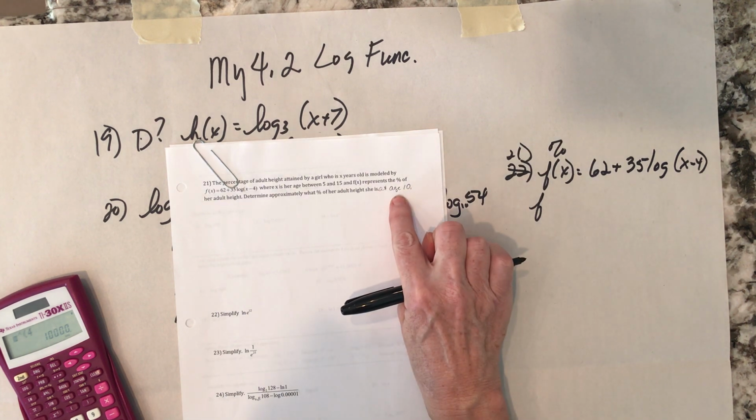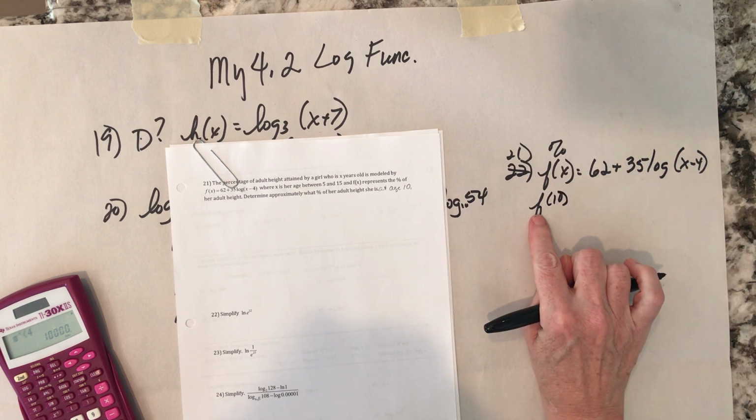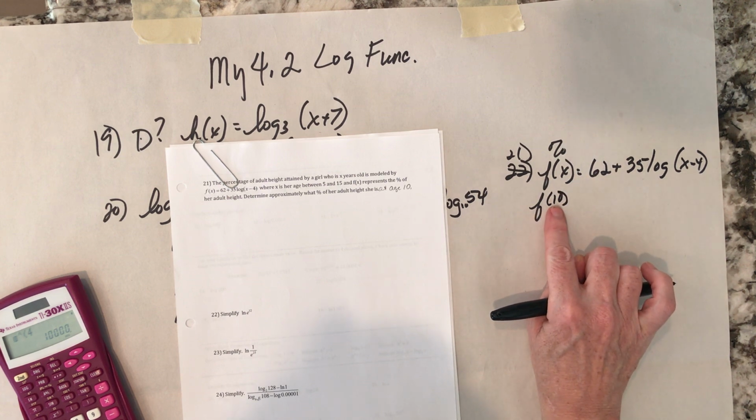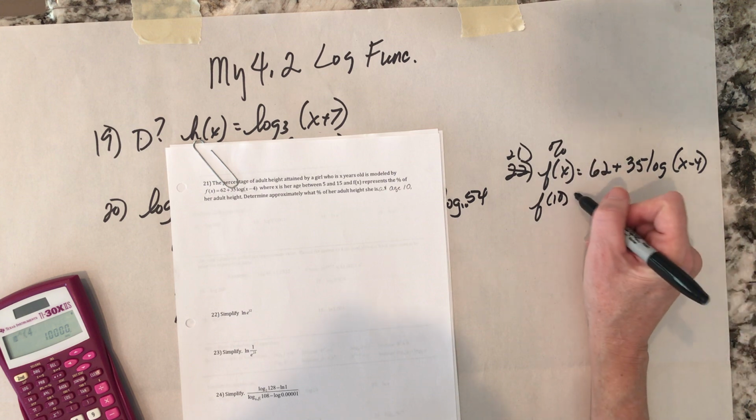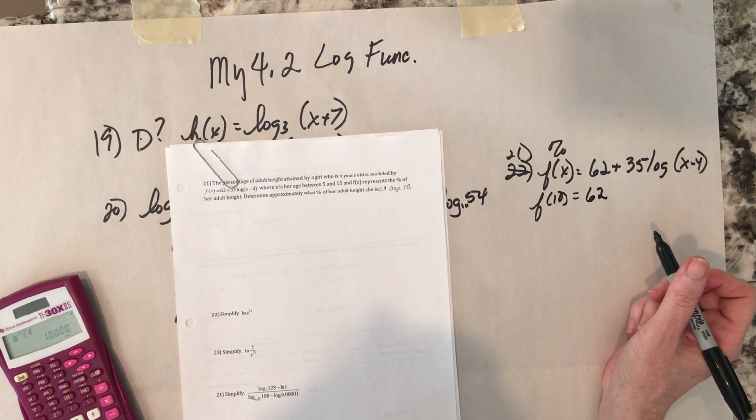So write in at age 10. We have a 10-year-old girl. So we're going to grab the function that we're calling f, and we're going to plug in a 10 everywhere we see an x. And this will give us the percent of her adult height that she has reached at age 10.